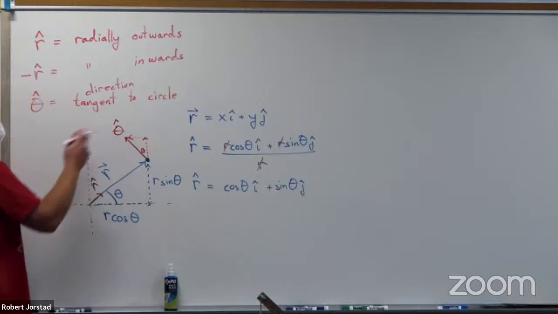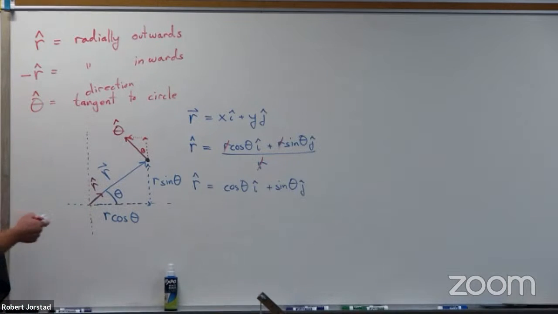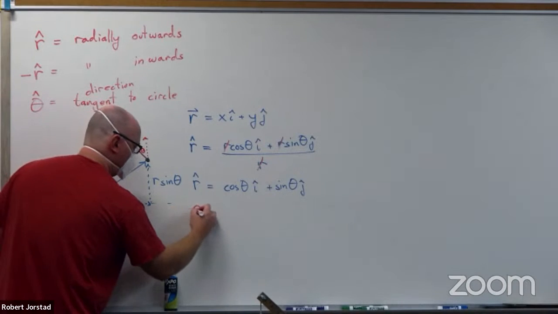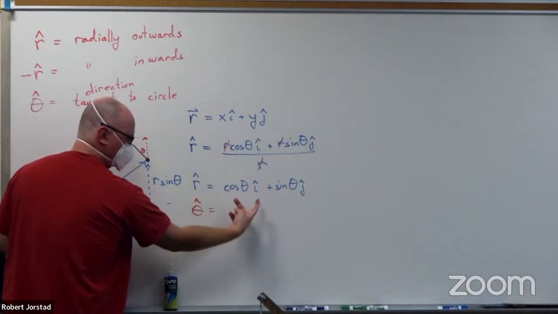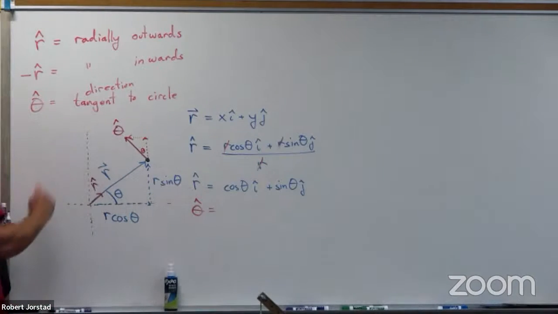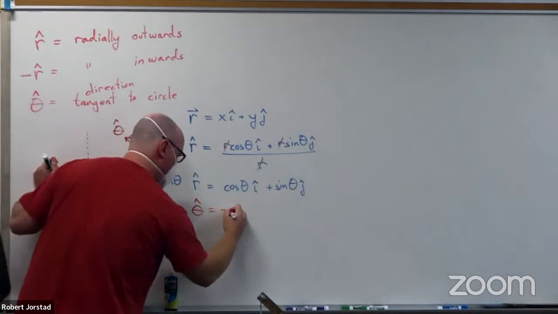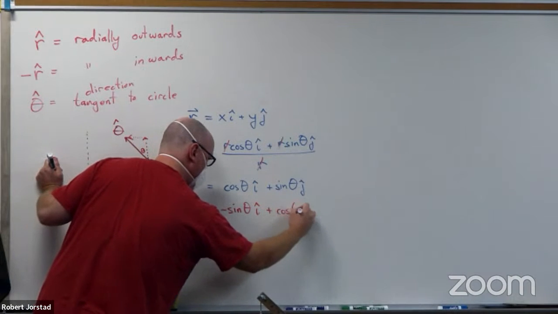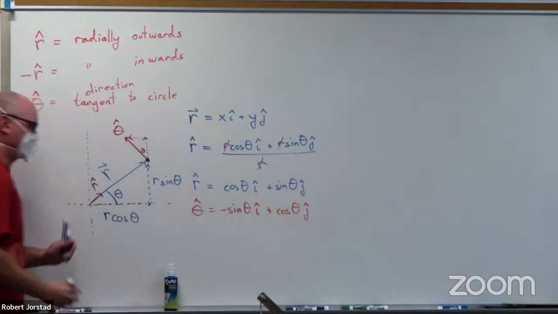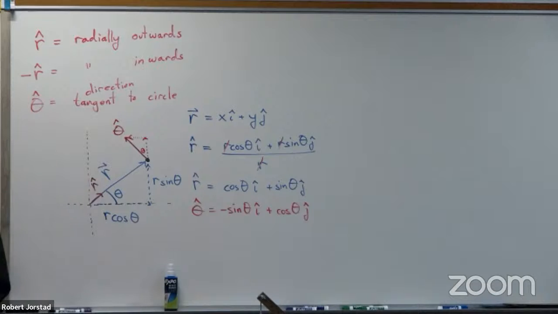If you didn't catch all that and that's too small to read, who cares? This is what matters. This is how I remember theta hat. The sines and cosines switch, and the i hat gets a negative. So it's negative... there we go. So far, so good.